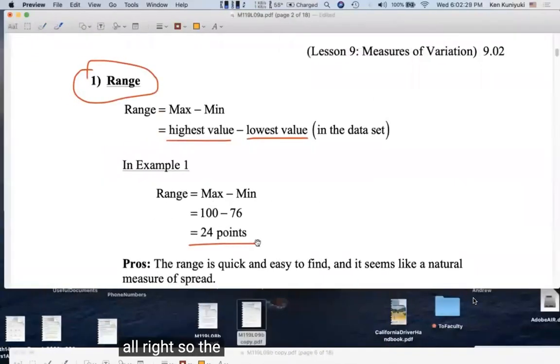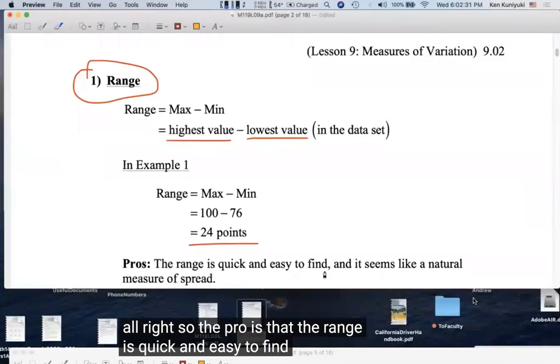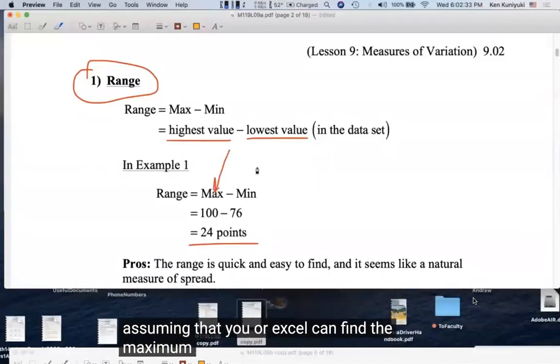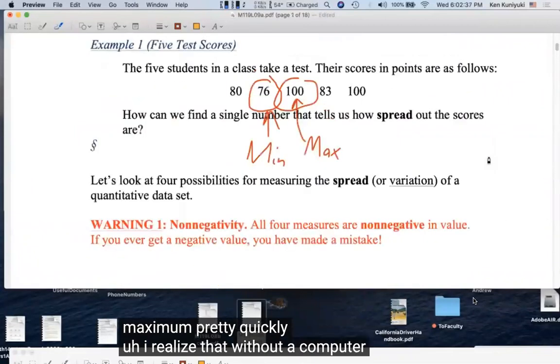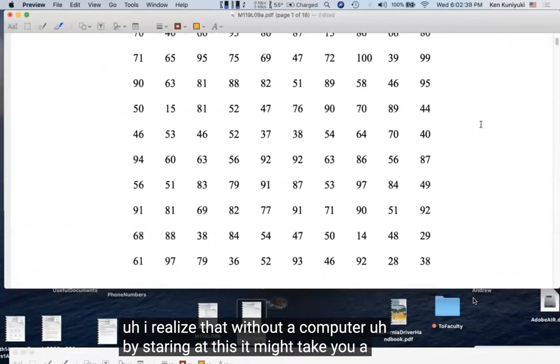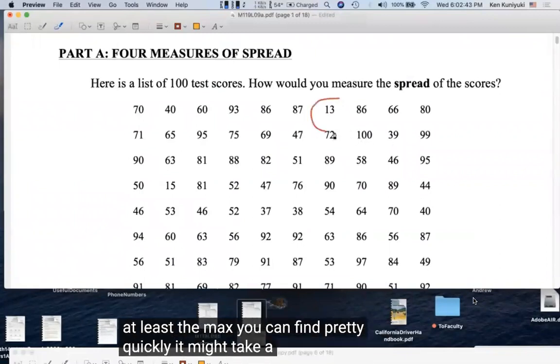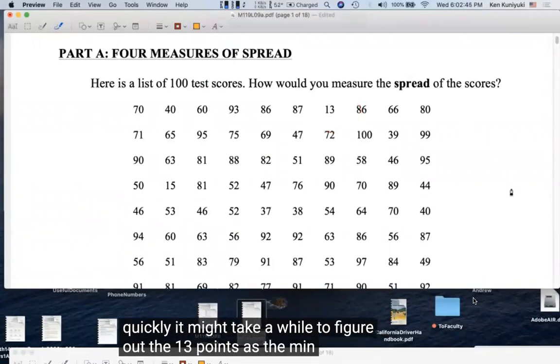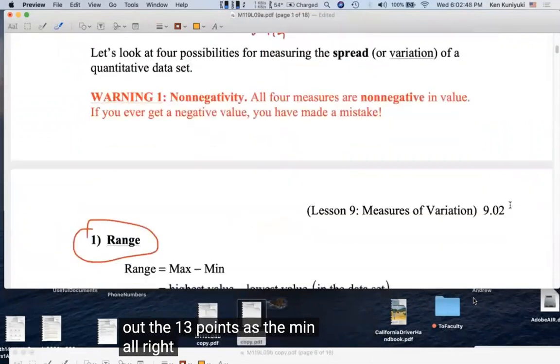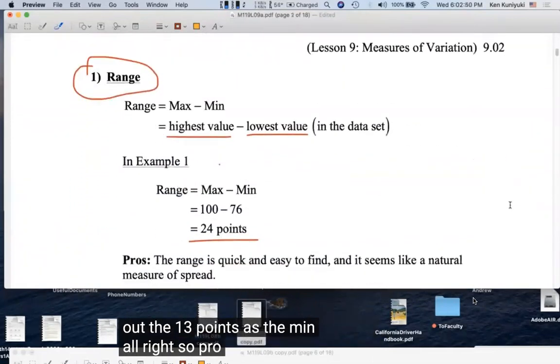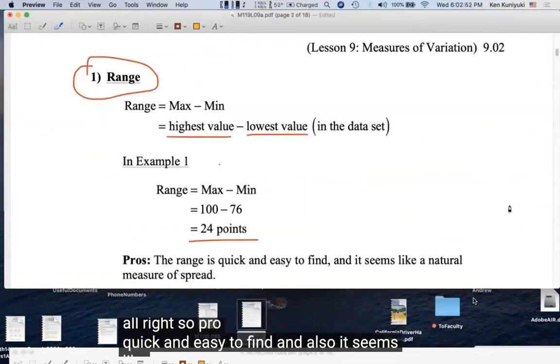So the pro is that the range is quick and easy to find, assuming that you or Excel can find the max and min pretty quickly. I realize that without a computer, by staring at this, it might take you a while to find the min at least. The max you can find pretty quickly. It might take a while to figure out that 13 points is the min, right? So pro: quick and easy to find, and also it seems like a natural measure.